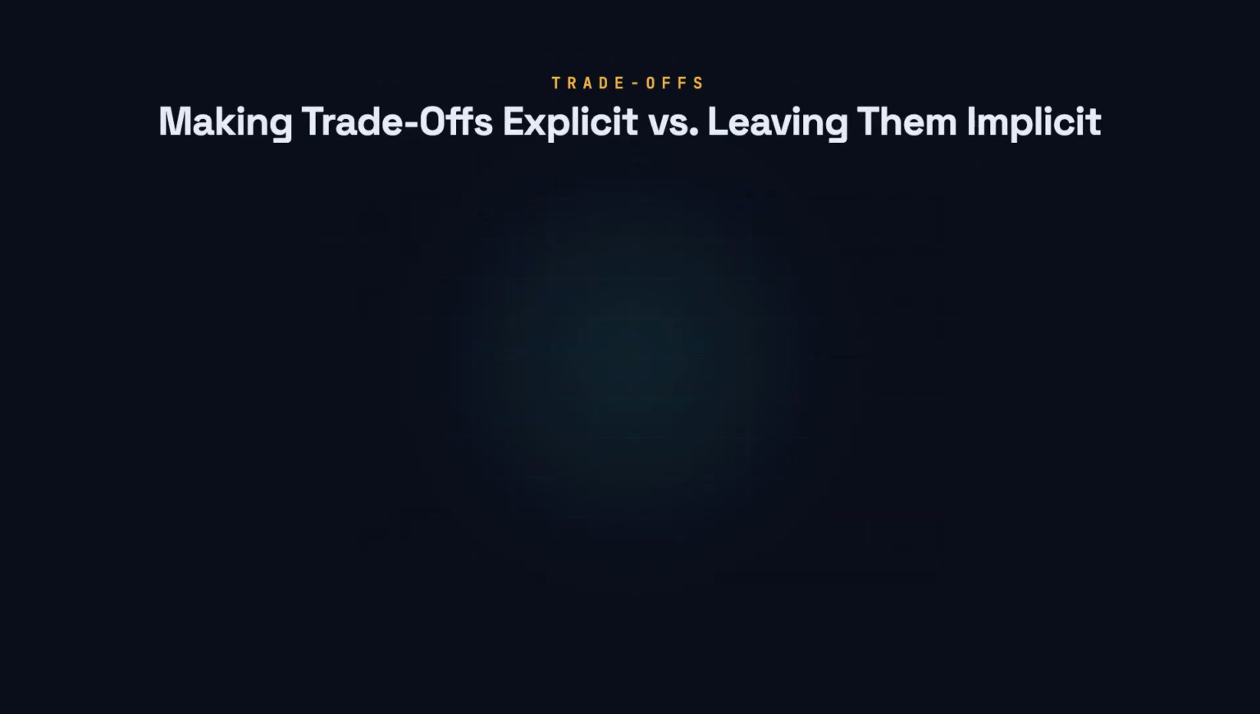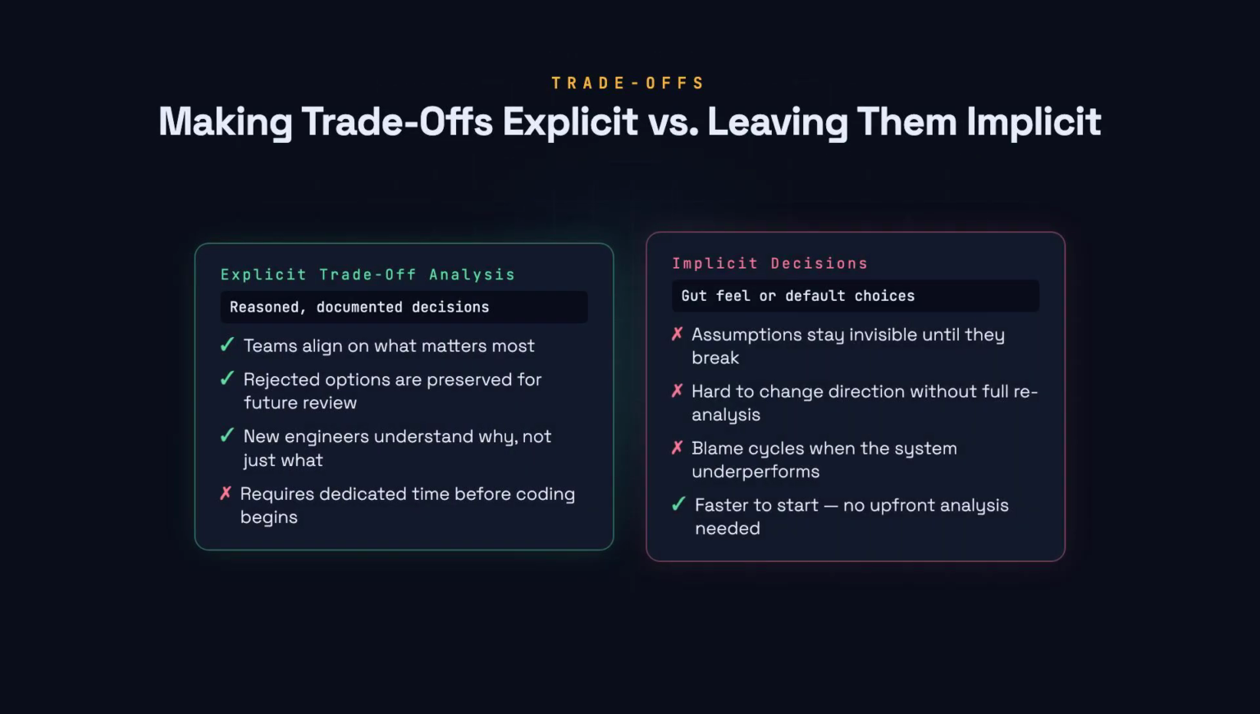The honest cost of doing trade-off analysis explicitly is time. You must have the conversation before you build. But the cost of skipping it is far higher. You embed invisible assumptions into your system, and when those assumptions are violated, the whole team has to reconstruct the original reasoning under pressure. Explicit trade-off documentation is not bureaucracy. It is a record of the thinking that lets you move fast later when the context changes.